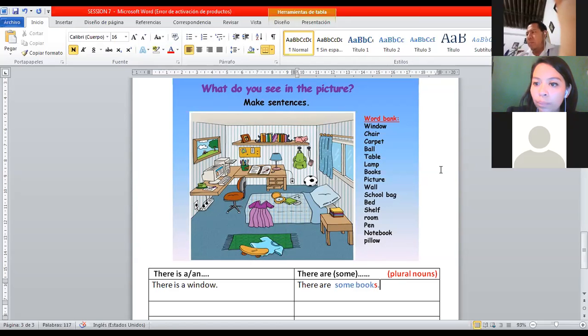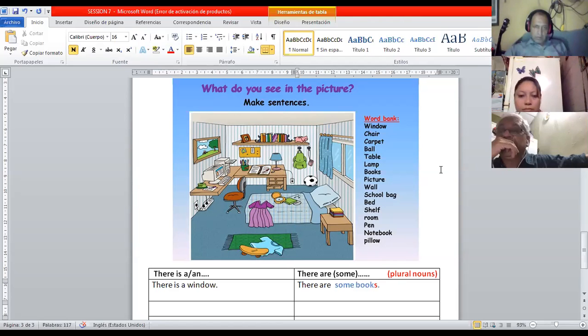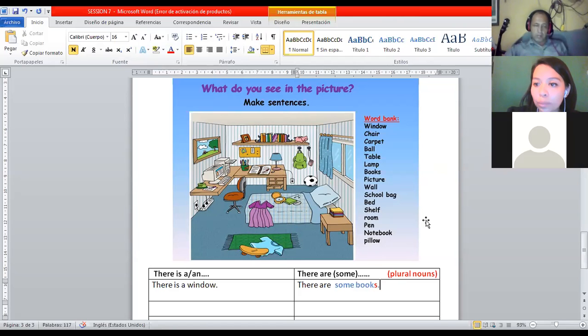Do you have any question? Yes, teacher. Hello, Juan Carlos. O sea que puedo decir, there is a computer. A computer, there is a computer. Yeah, there is a computer. Y también puedo decir, there is a picture. There is a picture. Una pintura. Yeah, there is a picture. Si hay una, right? And yes. Si hay más, there are some pictures. Hay algunas. Exactly.